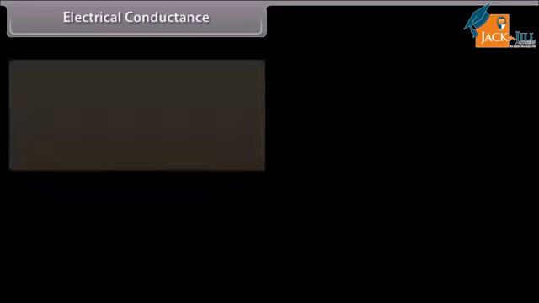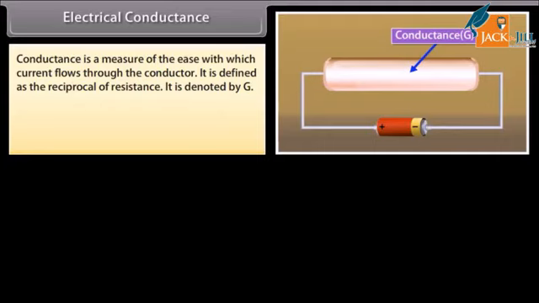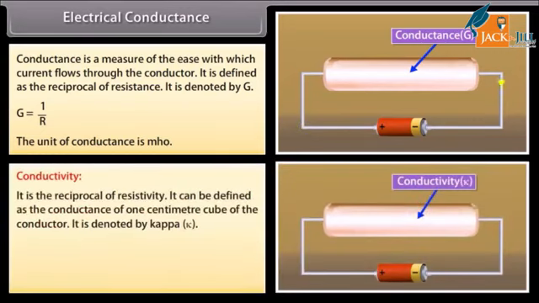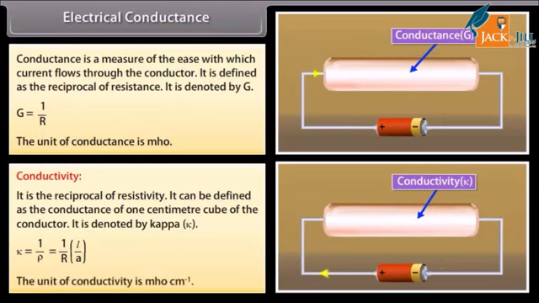Electrical conductance. Conductance is a measure of the ease with which current flows through the conductor. It is defined as the reciprocal of resistance. It is denoted by G. G = 1/R. The unit of conductance is mho. Conductivity. It is the reciprocal of resistivity. It can be defined as the conductance of 1 centimeter cube of the conductor. It is denoted by kappa. κ = L/RA. The unit of conductivity is mho centimeter inverse.